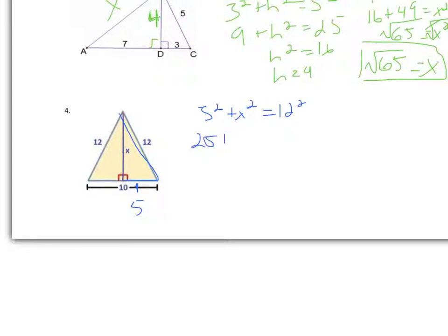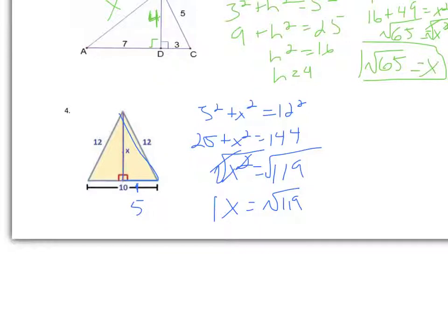So 25 plus x squared equals 144. Subtract the 25 from both sides, and we will get 119. Yeah, that's right. Okay, square root of both sides. Get rid of your squared, and x equals the square root of 119, which you can't reduce at all.